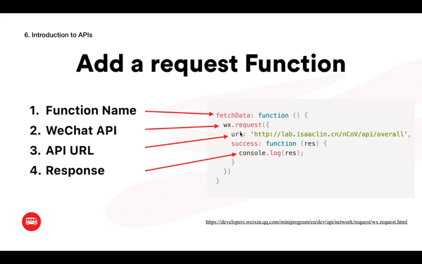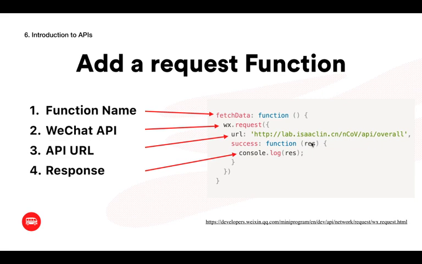And so similar to wx.navigateTo, I have a URL, but instead of that URL being a local path to my data page, that URL is the same link that I put into my browser earlier, which is that ncov/api/overall. What you'll also see underneath this URL is what's called a success. In here I have a function that is called after this URL is successfully requested.